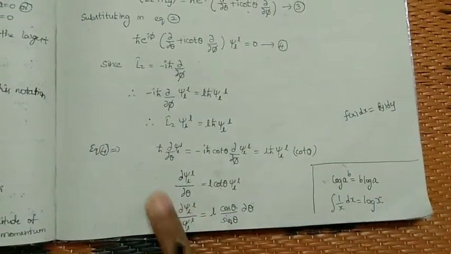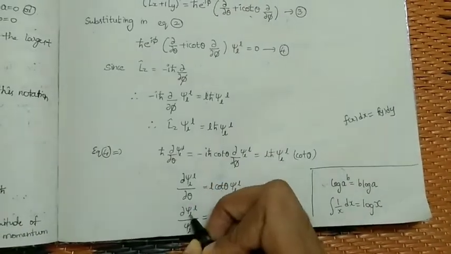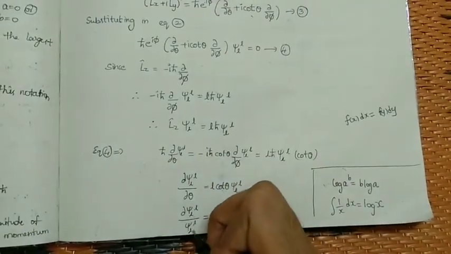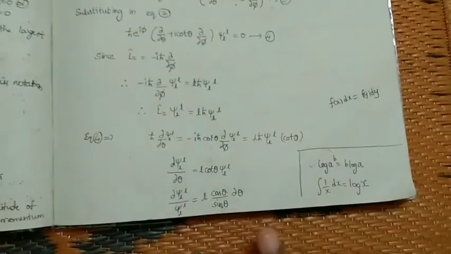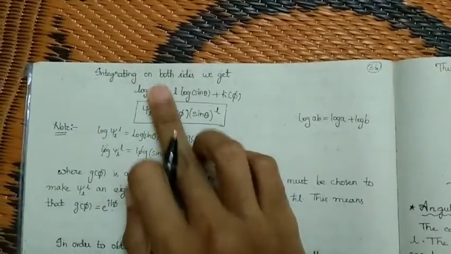And in the next step, we do integration on both sides. So integration of ∂ξ_LL by ξ_LL is of the form integration of 1 by x dx, which is nothing but log x. Hence we would have log ξ_LL, integrating on both sides.